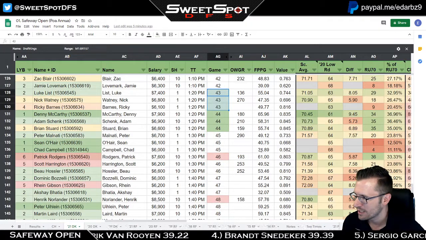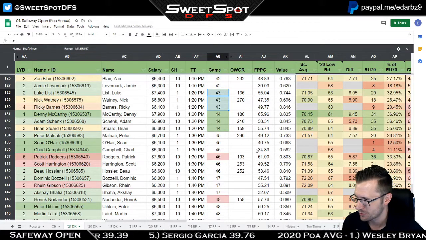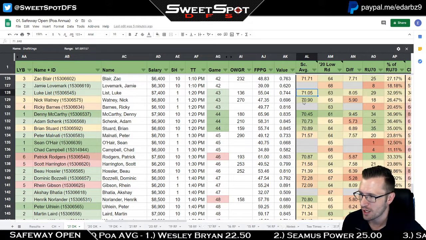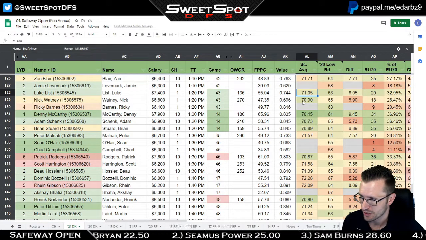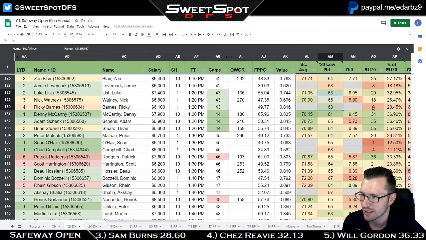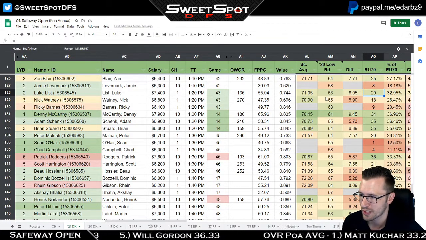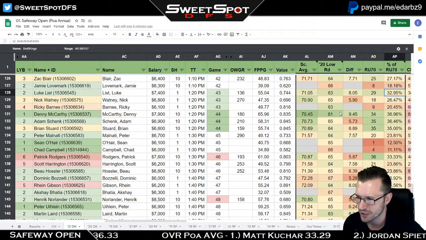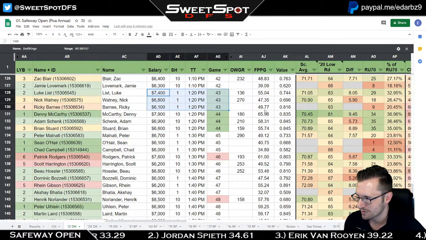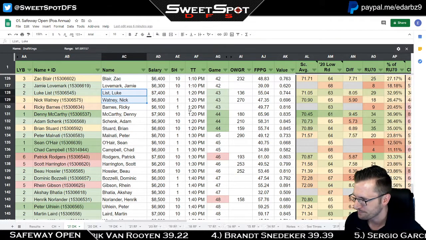Here's an interesting group. Luke List, Nick Watney, and Ricky Barnes. Why is it interesting? Well, Watney has a fairly low scoring average. Luke List under the field average. All three of these golfers have decent low rounds in 2020. Luke List actually has a pretty good number of rounds under 70, but the conversion percentage's not that good. At their price points, it's not terrible to pair a couple of them up. My favorite would be Luke List and Nick Watney, but you can do whatever you want.